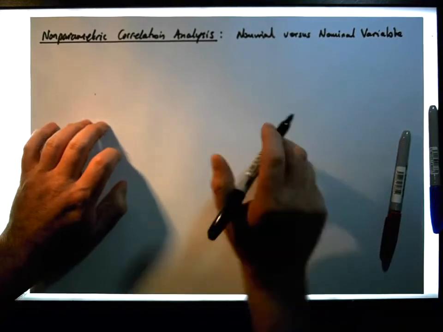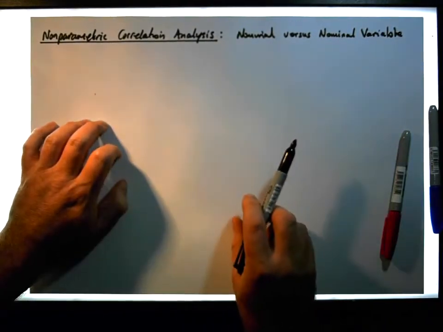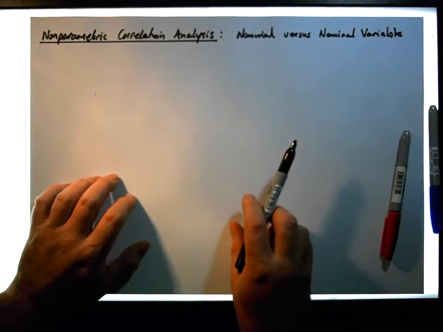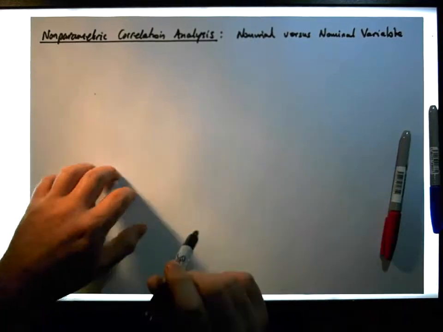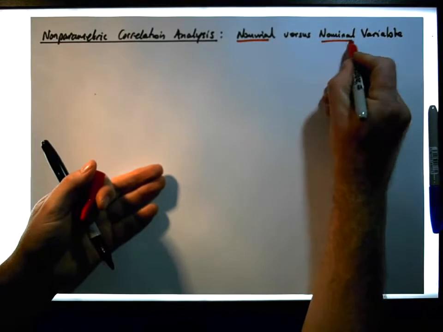Another video in our series of videos dealing with correlation analysis, and in particular non-parametric correlation analysis. We're going to concentrate on the calculation of the correlation between two variables, where both variables are measured on a nominal scale of measurement. So both variables are measured on a nominal scale of measurement.